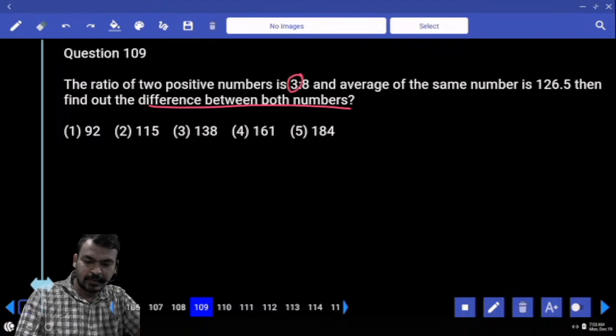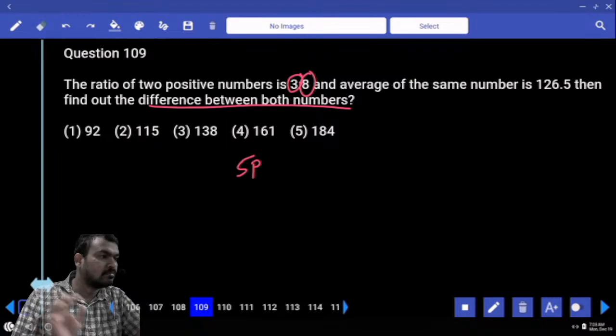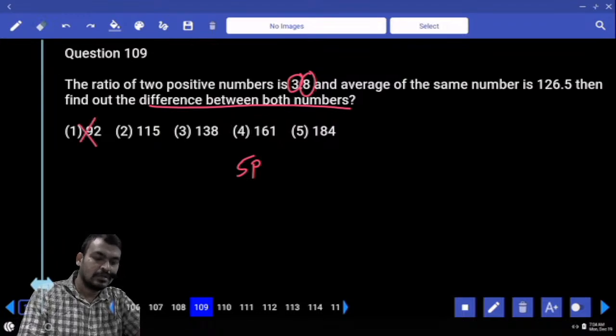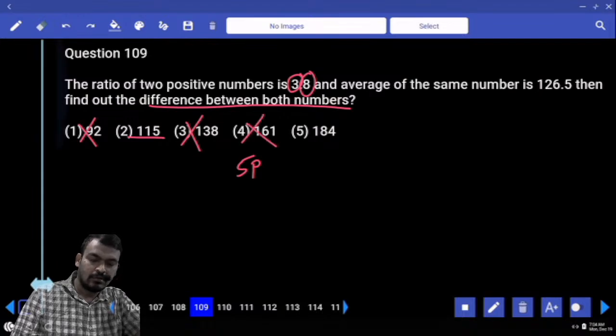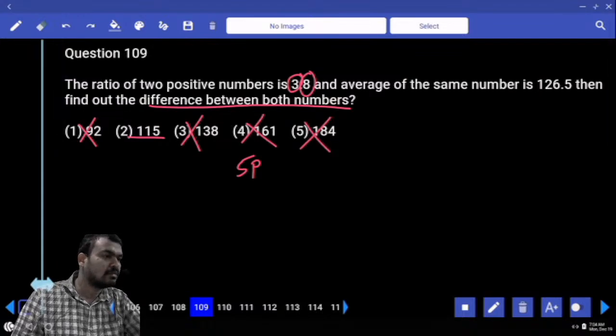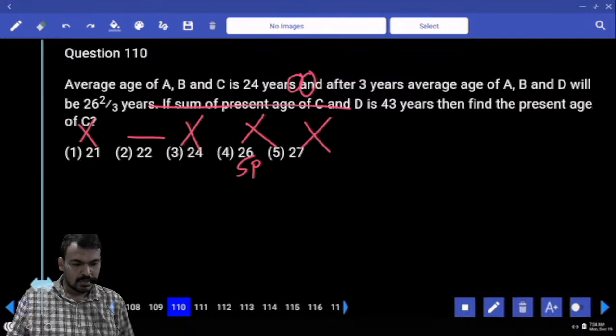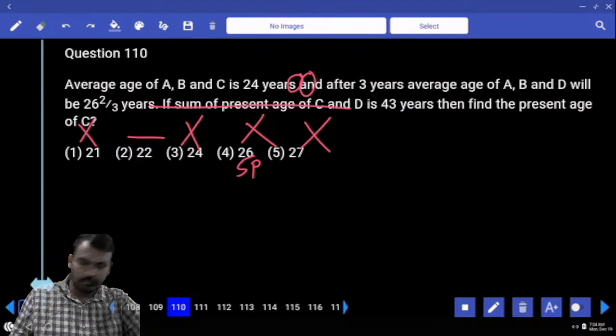First number is how many parts? 3 parts. Second number, 8 parts. Difference, 5 parts. Yes or no? Then the answer must be a multiple of 5. First option, 5 multiple. Second option. Third option. Fourth one. Fifth one. No. Then the answer is 115, the second option.